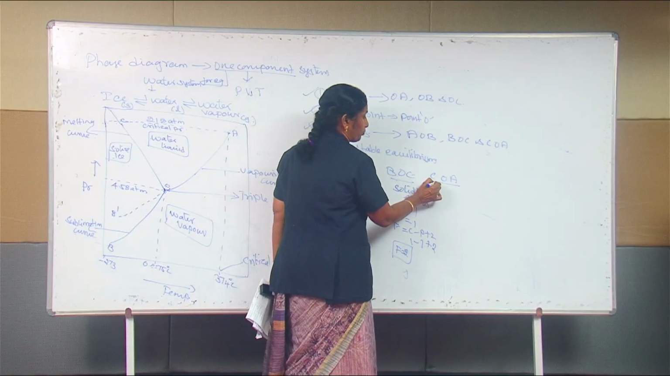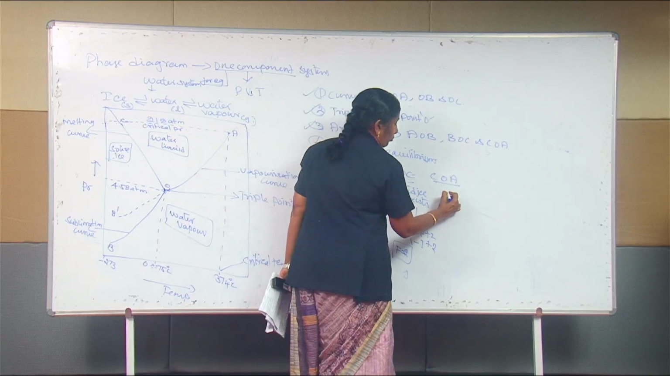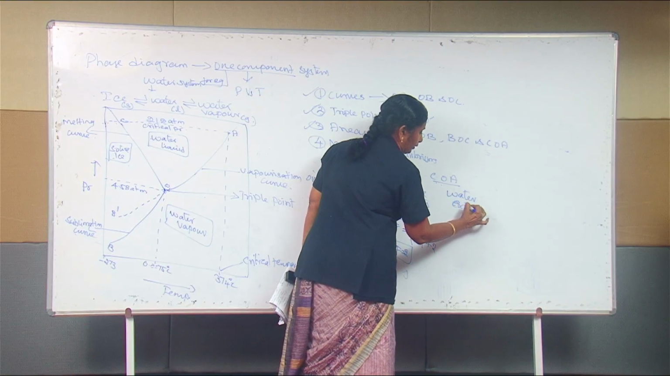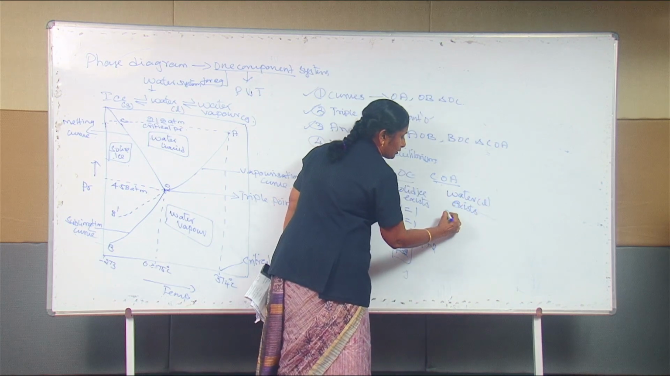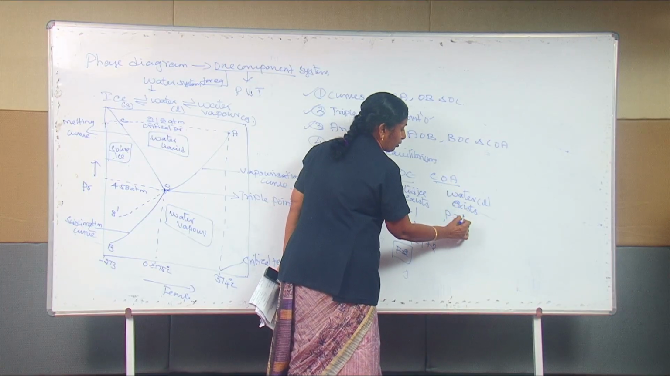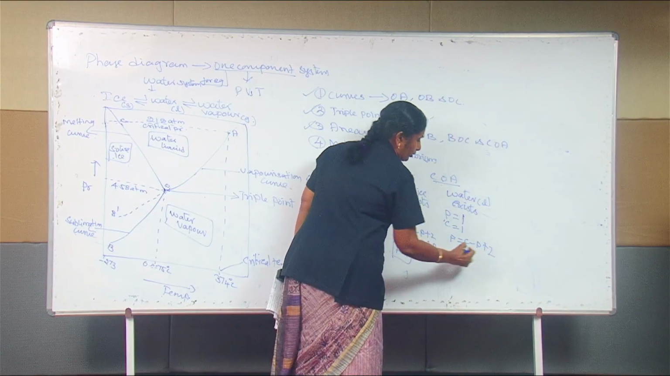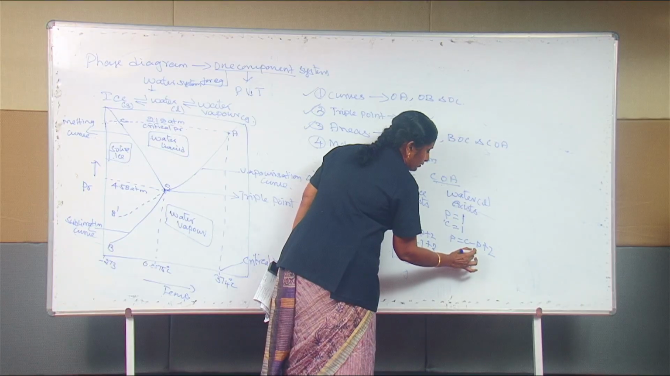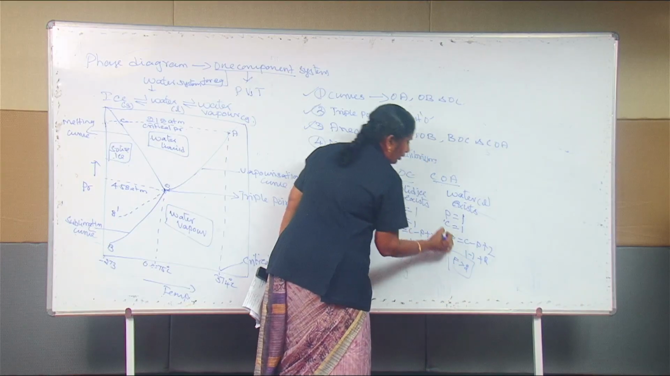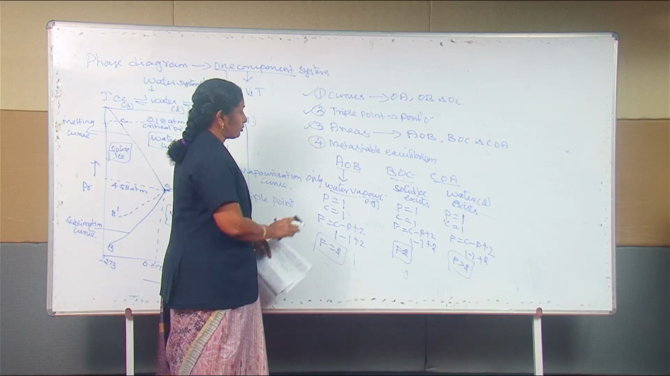In the same way, the COA area. In the COA area, only water exists, in the liquid form. By using this, I calculate the number of phases. At the COA area, P is equal to 1, C is equal to 1, and F is equal to C minus P plus 2. 1 minus 1 plus 2, F is equal to 2. In the COA area, the degree of freedom is equal to 2. Okay, up to this, are you clear?